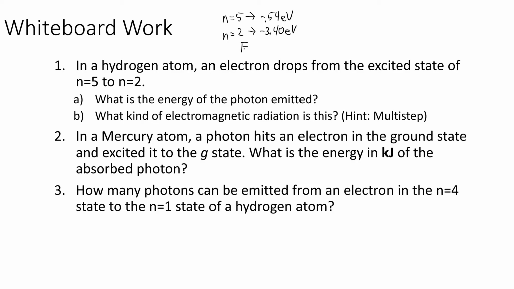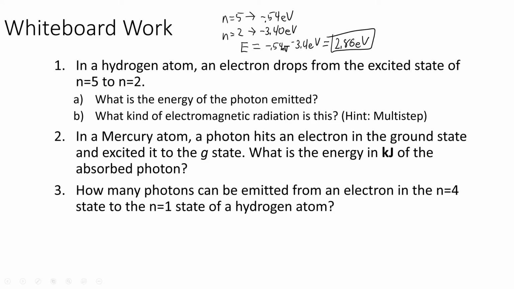So if we're trying to find our energy, we take the negative 0.54, subtract the negative 3.4 electron volts from that. And when we do that math, we get 2.86 electron volts. So that is my energy of the photon emitted.